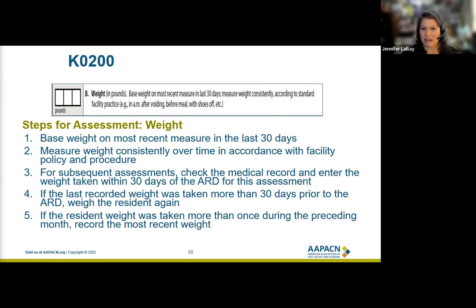We're not getting a full picture of what's going on with them. Weight is certainly a large indicator of many things: their nutrition, their health, their mobility, lots of different things going on. So we want to make sure that we are assessing that properly in that time frame. And once you determine what weight you are using on the MDS, I recommend jotting down the date. A lot of softwares have some sort of notation process in the software, or maybe you can document it somewhere, but that date is going to be important, the date when that weight was taken.